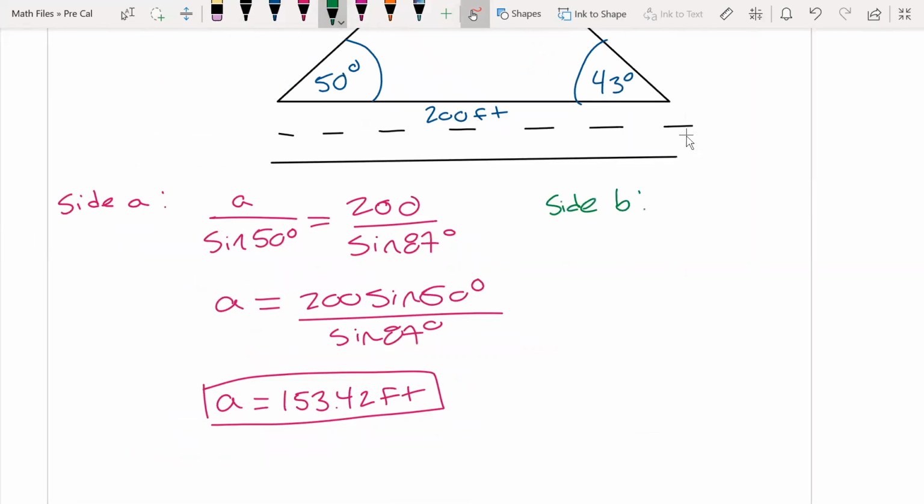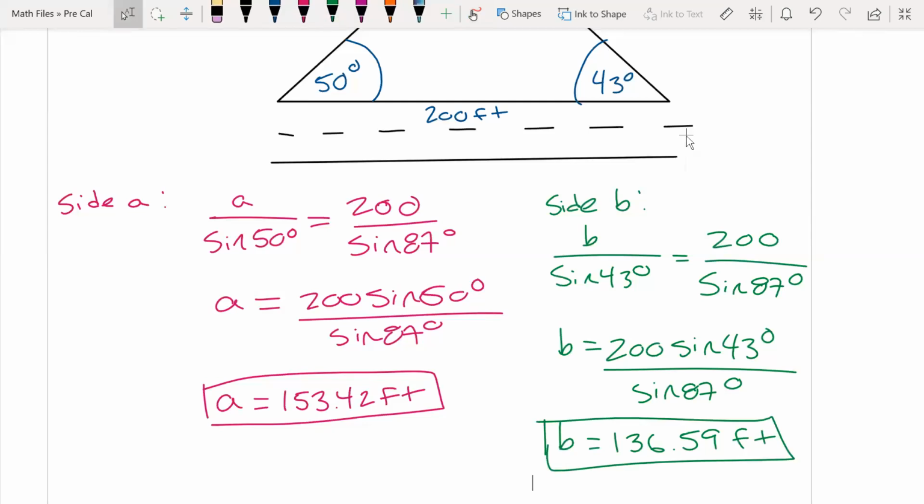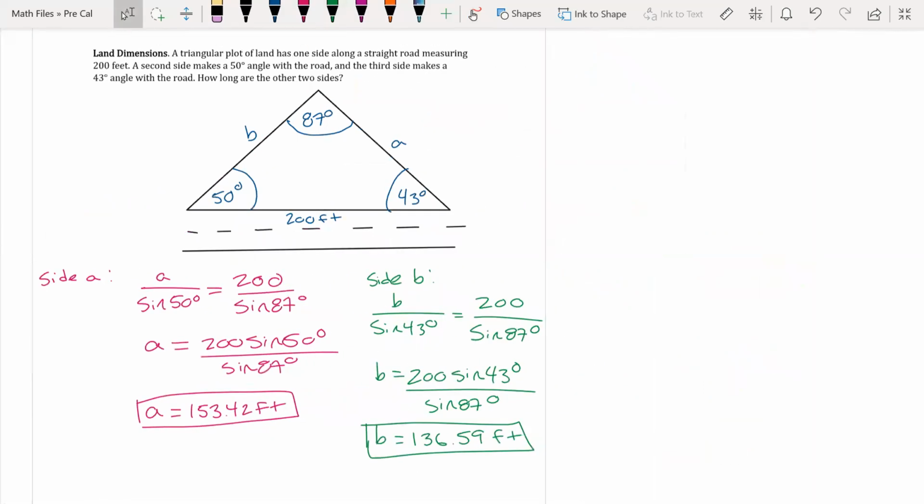And then side B is B over the sine of 43 degrees equal to the same exact thing. B is 200 sine of 43 over sine of 87. And side B is 136.59 feet. There we go. Easy peasy. Lemon squeezy.